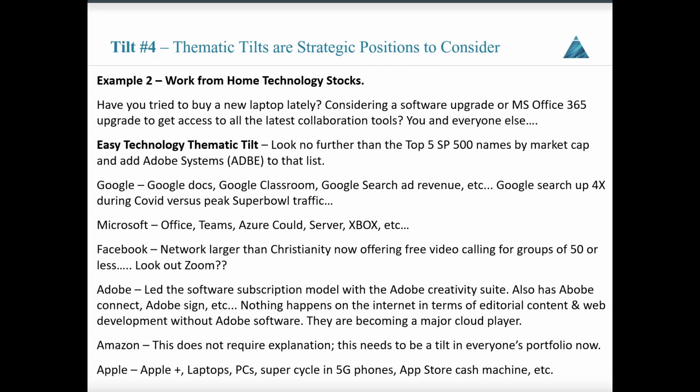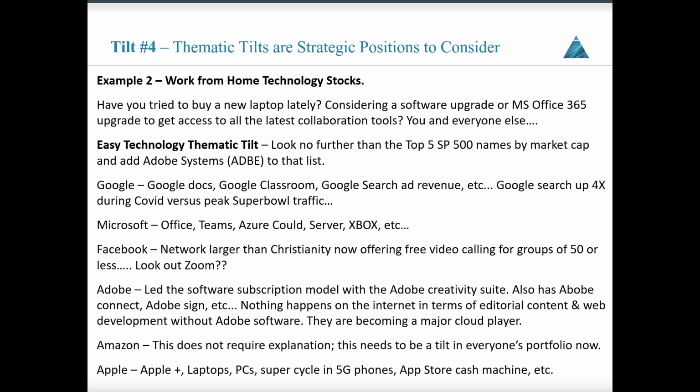So they also have Adobe Connect, Adobe Sign. There is literally nothing that happens on the internet in terms of editorial and web design without Adobe software. And the real key is this last point right down here, is they are becoming a massive player in cloud technologies, okay? So add those to your list if you don't already own Adobe. I own all of these stocks, and I own massive weights in all of these stocks, just for full disclosure.